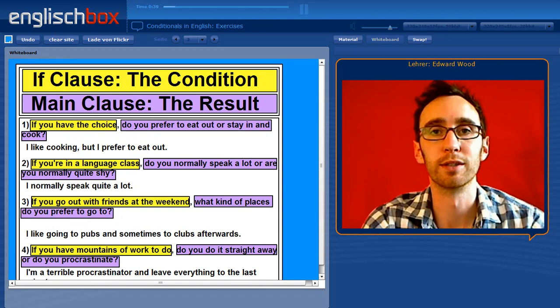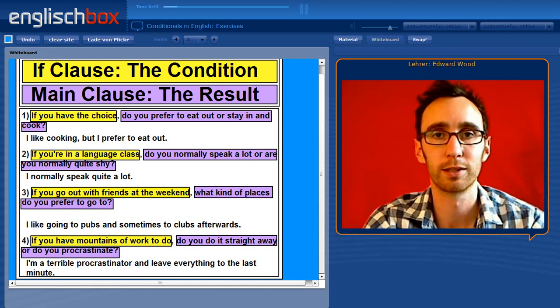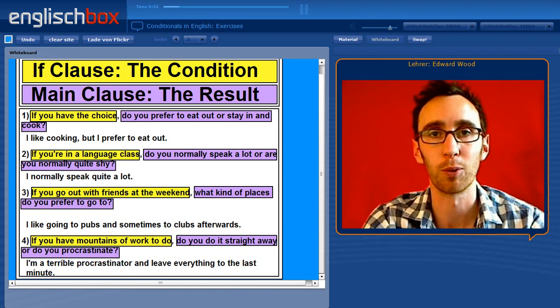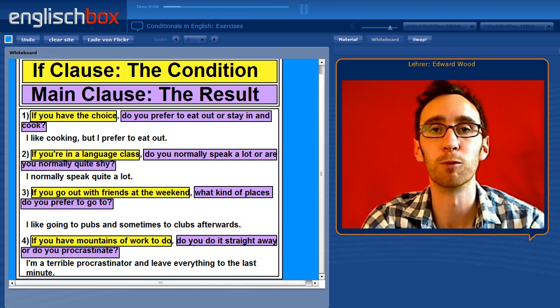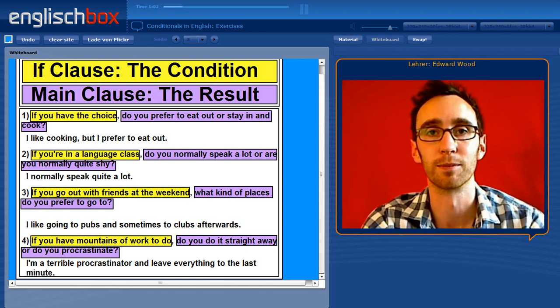All those questions were examples of conditionals. In fact, they were examples of zero conditionals. All conditionals consist of two clauses, the if clause and the main clause. The if clause is the condition and the main clause is the result. In zero conditionals, the main clause is a definite result of the condition.